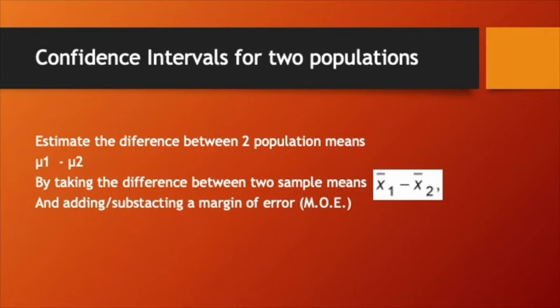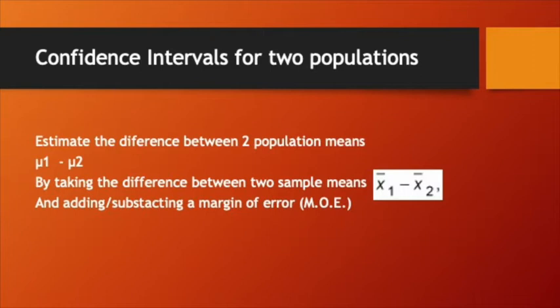To calculate the confidence intervals for two populations, we need to estimate the difference between the two population means, mu1 versus mu2, by taking the difference between the two sample means, x bar 1, x bar 2, and adding or subtracting a margin of error.